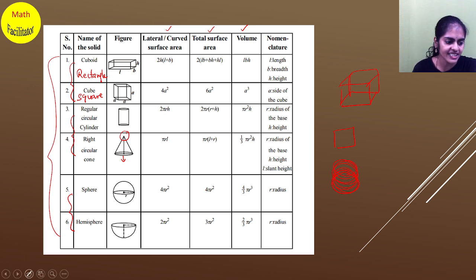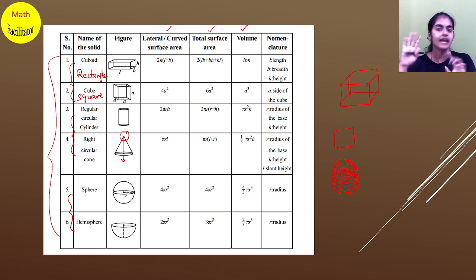Now, what is the meaning of lateral surface area? Lateral surface area is nothing but the area of the four sides. Suppose I take the room in which I am sitting right now. If I want to paint the four walls, just the four walls, and the room is a cuboid shape, I should calculate the lateral surface area.